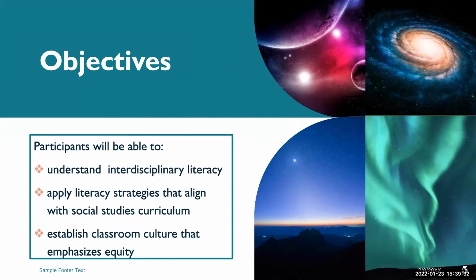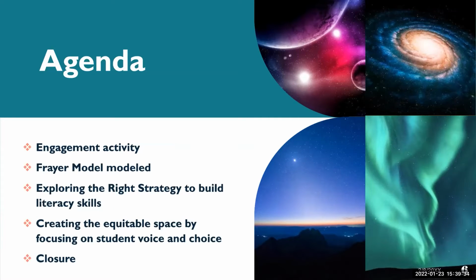Our agenda is the engagement activity, which you just did, the Frayer model modeled, exploring the right strategy to build literacy skills, creating the equitable space by focusing on student voice and choice, and a closure activity.